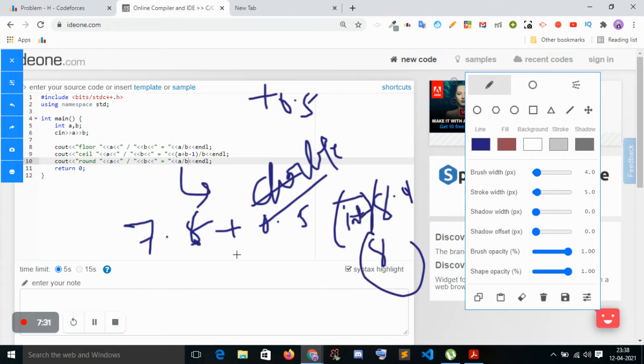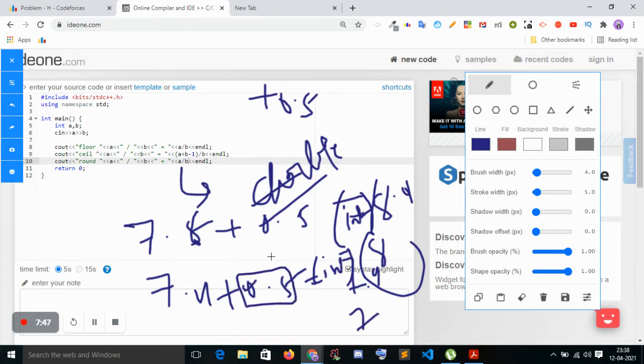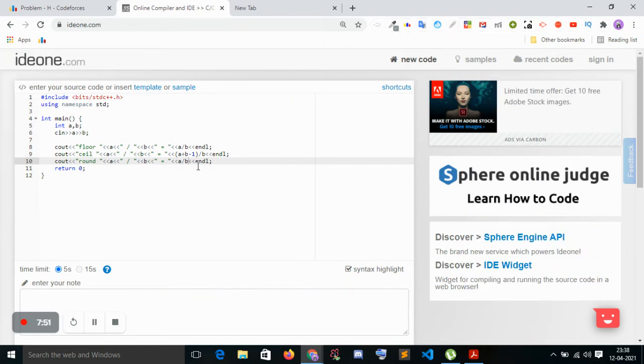8. If it is 7.4 and I add 0.5, it will give 7.9, and if I typecast with int, it will give 7 as the answer. So I have to add 0.5, and then I will get the correct answer. Okay, so let's try to get it.